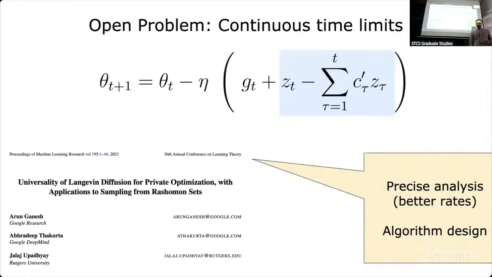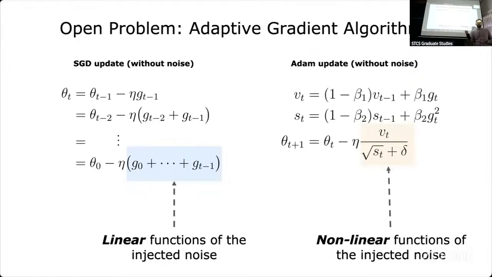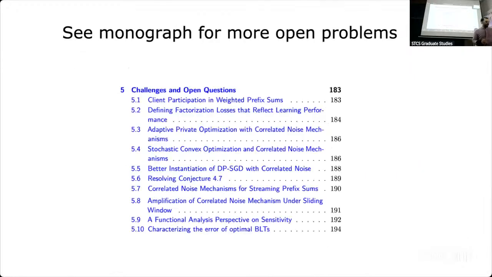And really quickly, open problems. I was just mentioning this to Piyush a little while earlier. Continuous time limits of this are not known. I think it's very interesting because of this correlated noise structure. Also, on a more practical side, designing adaptive gradient methods to work with correlated noise is challenging because the linearity that we used in designing is no longer there. So one has to be careful about how to design algorithms like Adam in this setting. We have a bunch of other open problems in the monograph. I'm out of time, so I'll just stop here.